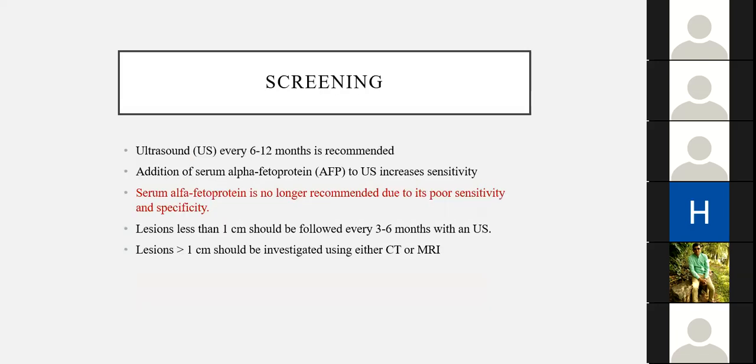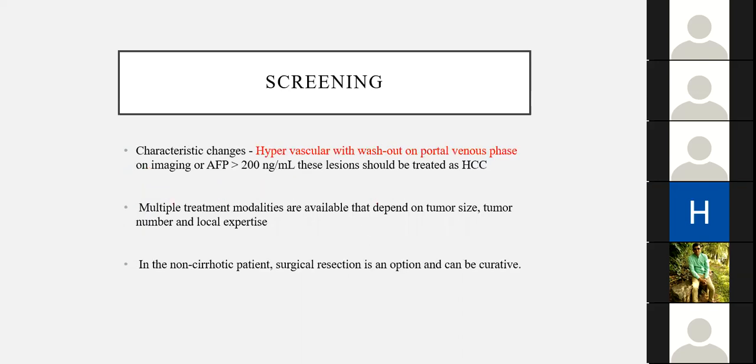The screening of HCC includes ultrasound of the abdomen and pelvis every 6 to 12 months, and addition of alpha fetoprotein to the ultrasound increases the sensitivity. But serum alpha fetoprotein alone is no longer recommended because of its poor sensitivity and specificity. Lesions less than 1 centimeter should be followed every 3 to 6 months. If more than 1 centimeter, they should be investigated using either CT or MRI. The characteristic changes on CT include hypervascularity with washout on portal venous phase imaging, or AFP more than 200 nanograms per milliliter. These lesions should be treated as HCC.